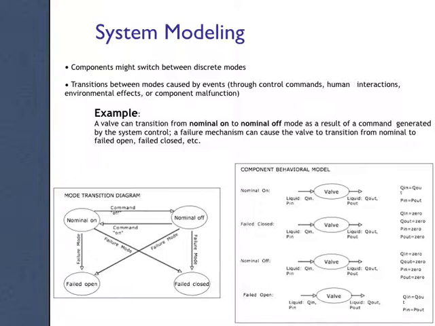It's important to understand that the components can switch between modes either nominally or in a failed sort of way. So, for example, a valve can be nominally open and it can be nominally closed, but it can also be failed open and failed closed. And so that's an important distinction. So the mode transition diagram that's represented on the bottom left of the slide essentially shows that information.